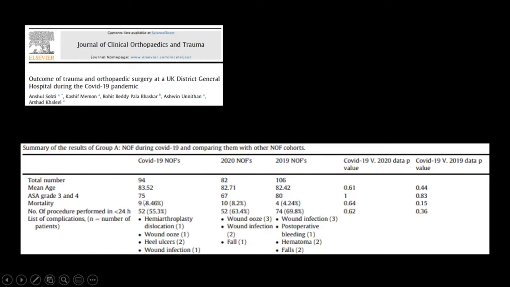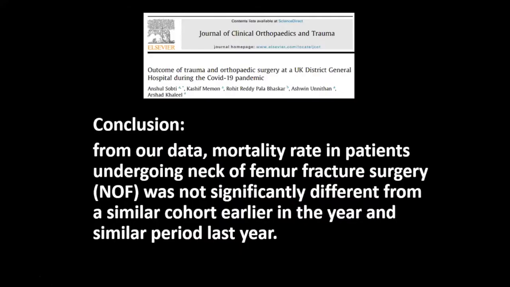But when we did the p-value analysis, we compared the COVID period to 2020 data, and it was not significant. The mortality rate was not significant. We again compared the COVID period mortality to last year's mortality, and again, it was not significant. So we concluded, but read this conclusion. It says, from our data, mortality rate in patients undergoing a neck of femur fracture surgery, NOF surgery, was not significantly different from a similar cohort earlier in the year and a similar period last year.